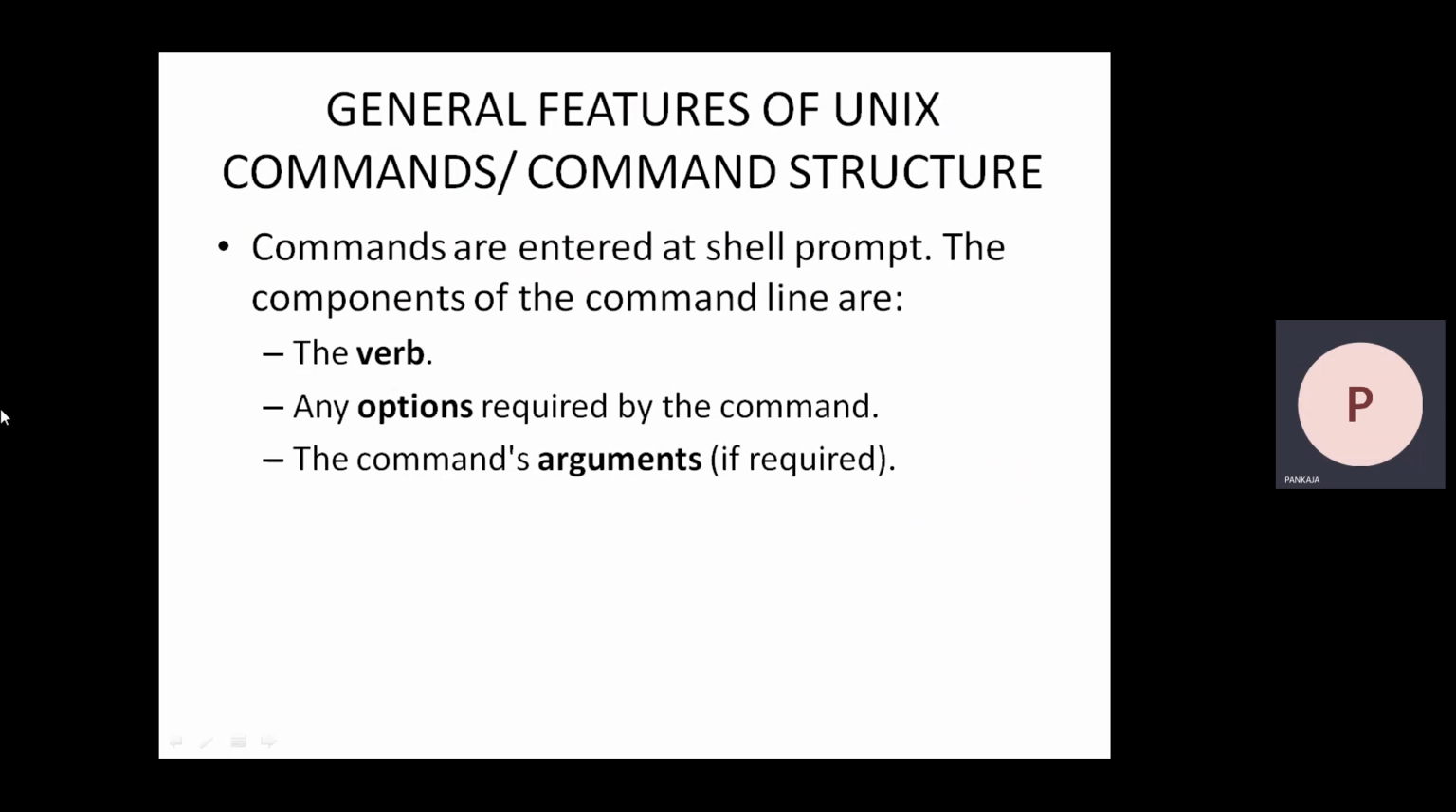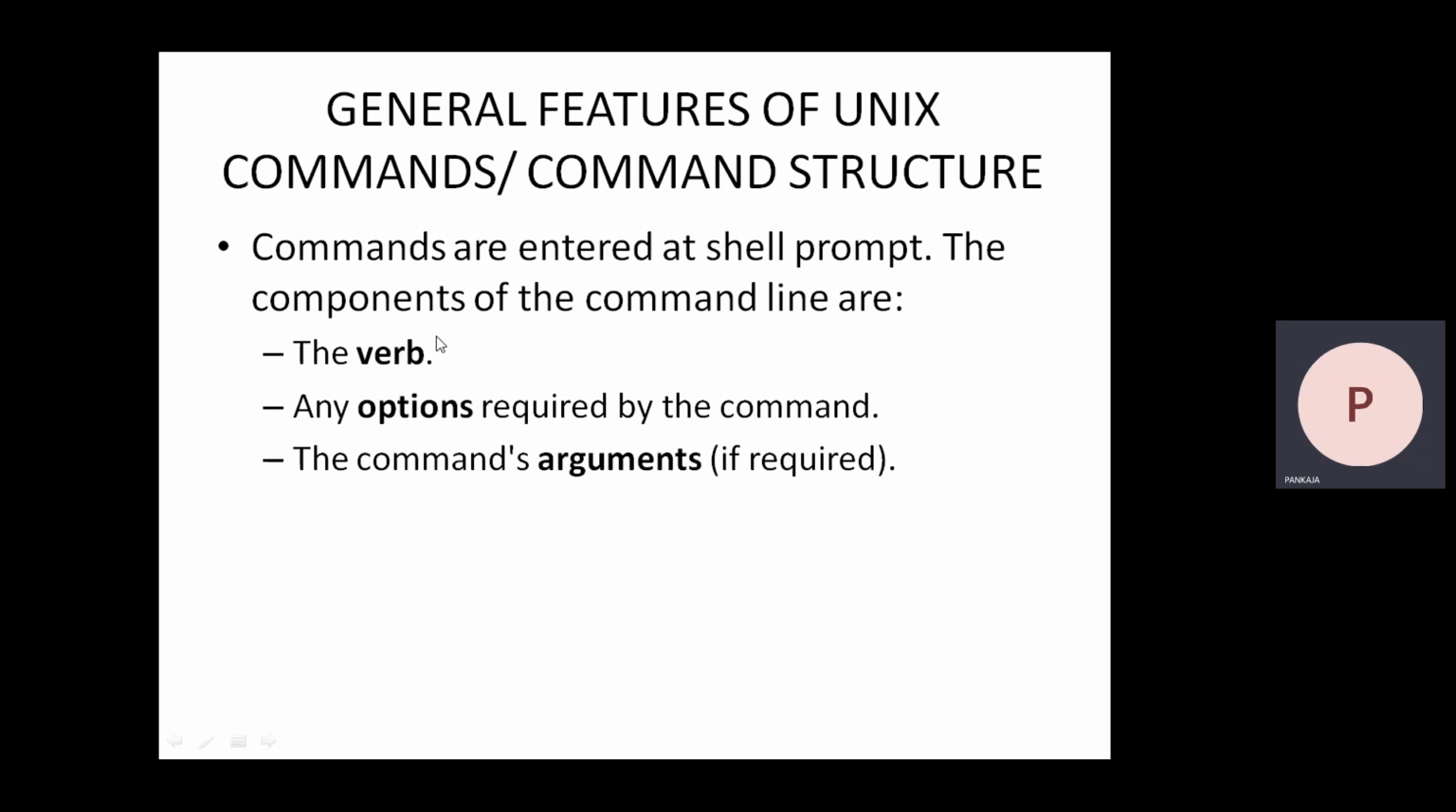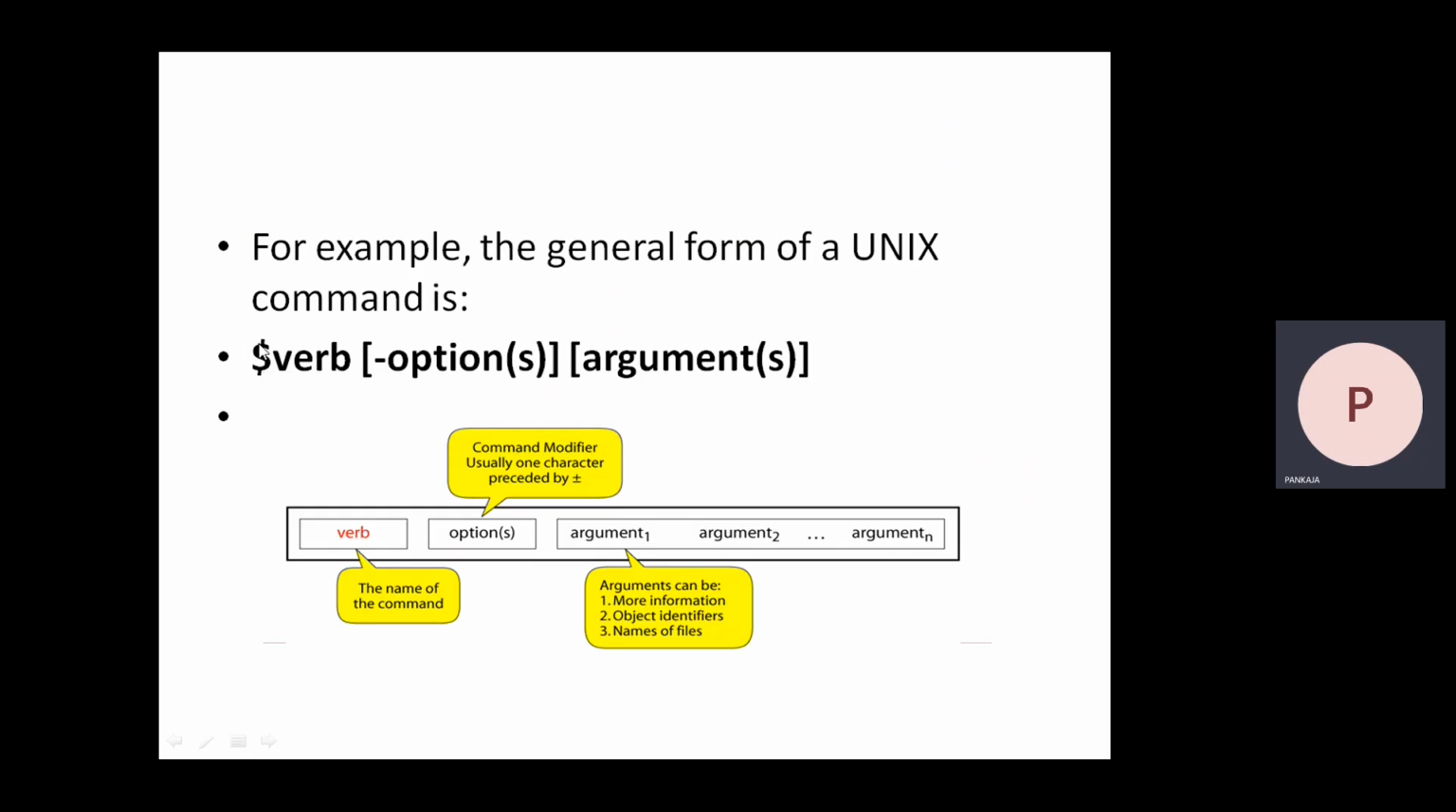Don't get confused. What information are you going to specify in the command? It is not just the command, you can give some other options also. One is the verb. Let me first take this syntax. This is the syntax you need to follow for giving the command. First write this down, later I will go to the slide. Dollar, that is the prompt, verb, space, in square brackets you specify hyphen options. It can be one option or multiple options. Then space, followed by the arguments. Once again, an argument can be a single argument or multiple arguments.